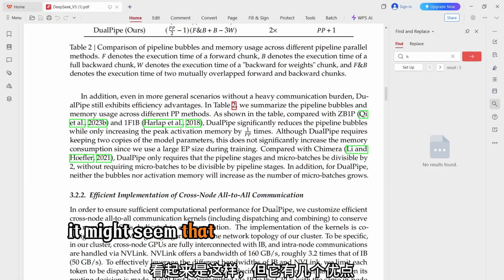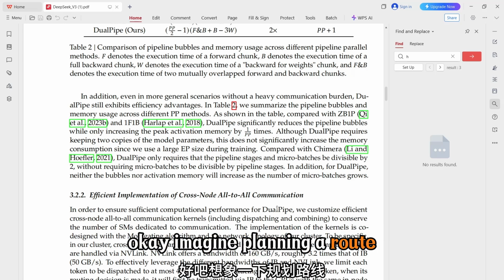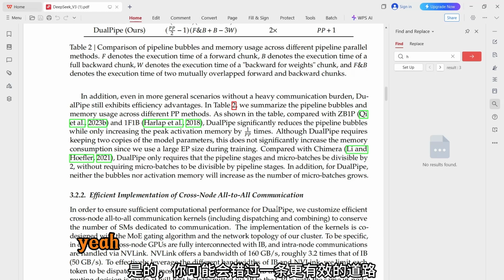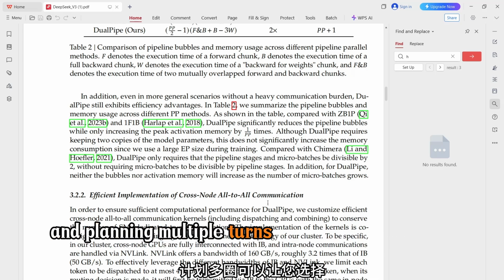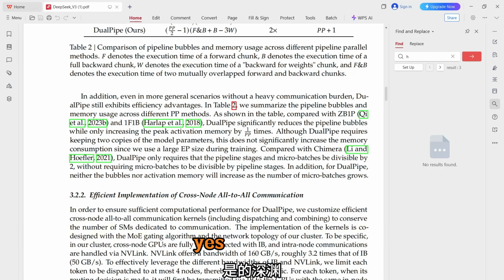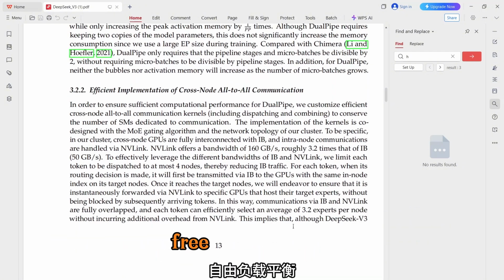It might seem that way, but it offers several advantages. Imagine planning a route if you only consider the next turn. You might miss a more efficient path. Looking ahead and planning multiple turns allows you to choose the optimal route. Yes, DeepSeek V3 uses an innovative approach called auxiliary loss-free load balancing.